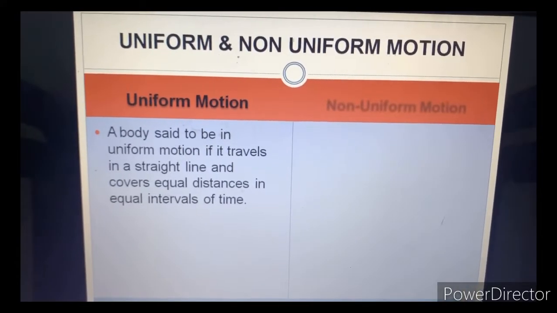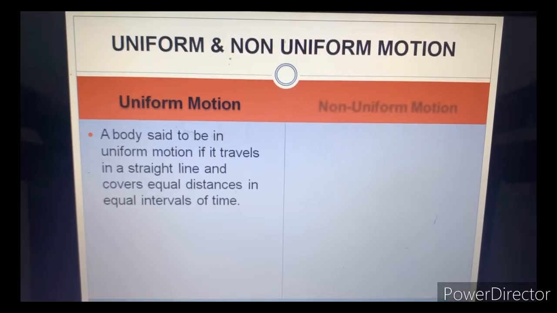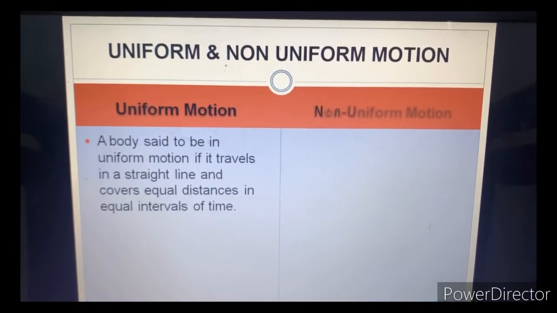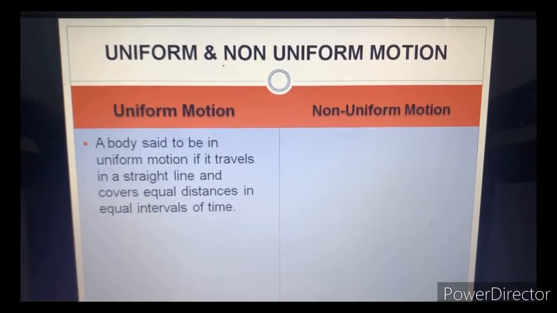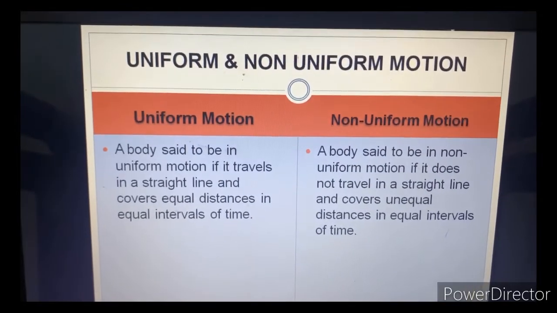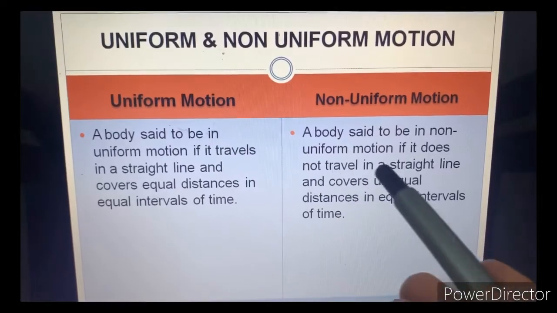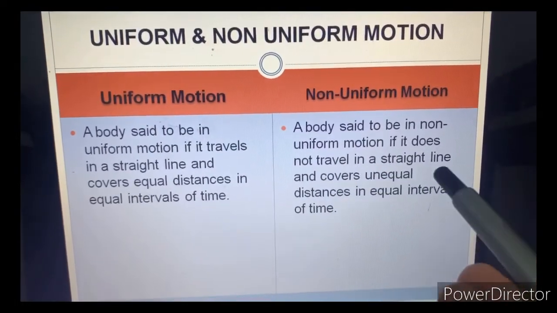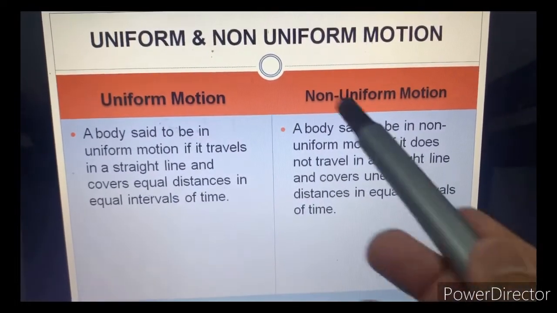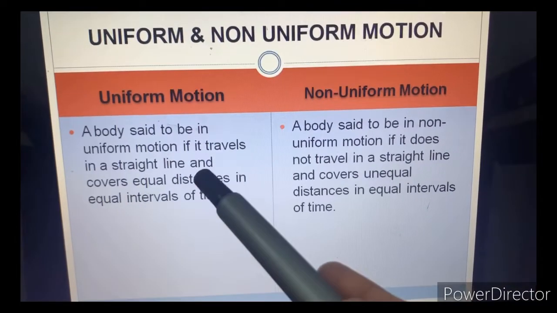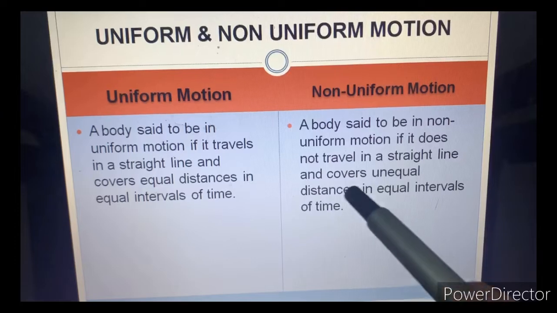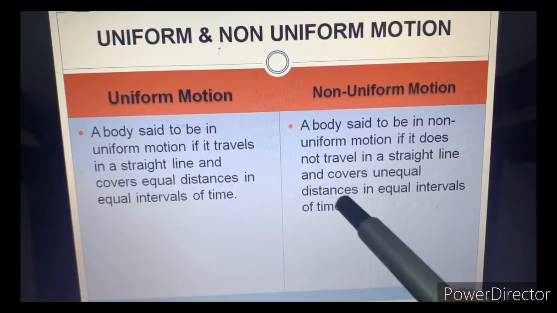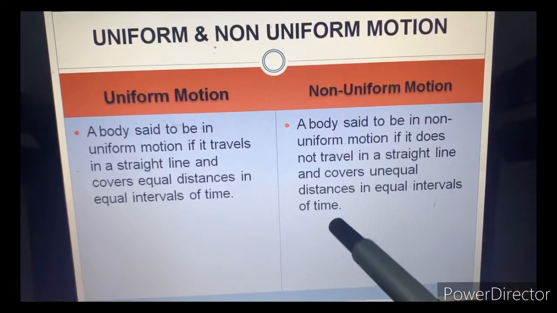Now come to the next heading, non-uniform motion. Non-uniform motion is just opposite to uniform motion. A body is said to be in non-uniform motion if it does not travel in a straight line. So here you can see the clear difference. It does not travel in a straight line and covers unequal distances in equal intervals of time.